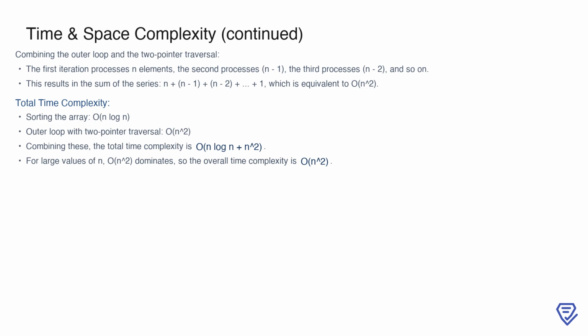In the second iteration, it processes n-1 elements, and in the third, n-2, and so on, until only one element remains. This pattern forms the series n + (n-1) + (n-2) + ... + 1, which simplifies to O(n²) when summed up. Adding this to the sorting step, which is O(n log n), the total time complexity of the algorithm becomes O(n log n + n²). However, for sufficiently large values of n, the O(n²) term dominates, so we can conclude that the overall time complexity of the solution is O(n²). This efficiency is a significant improvement over other less optimized approaches.